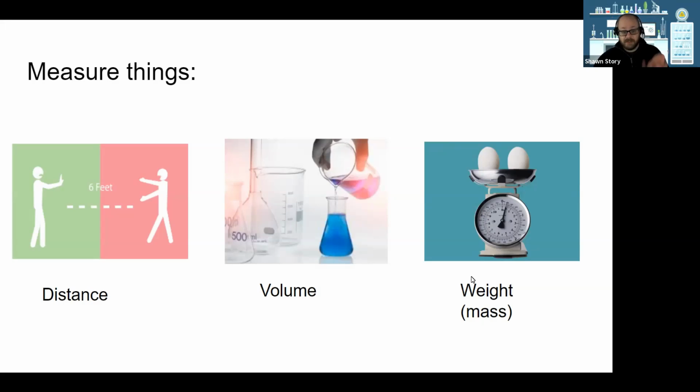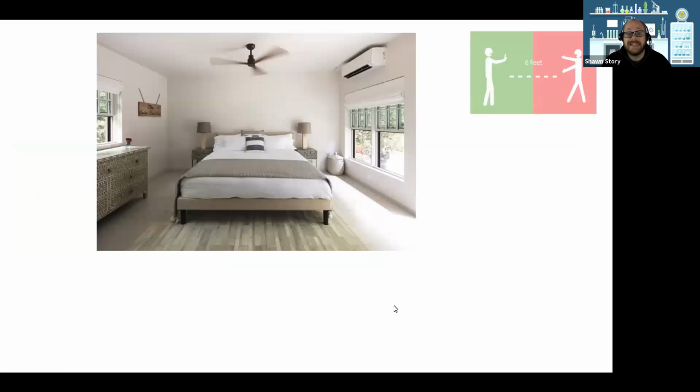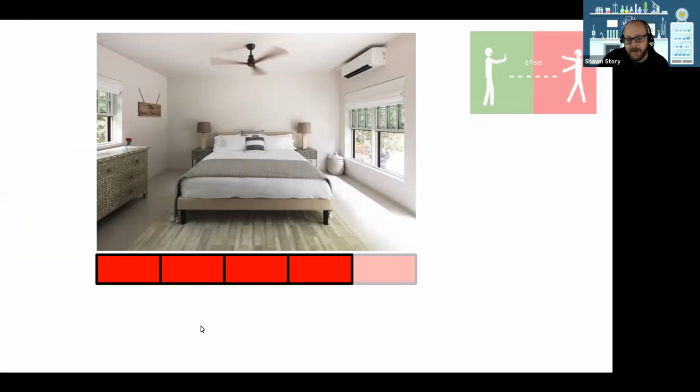So it's the other thing we can measure. How much does something weigh, or how much does someone weigh? We're going to look at these three things. Let's first focus on distance. So we can look at the distance of this room. Now, when we measure distance, we have to come up with a unit of measurement. So we come up with a standard saying, all right, this is what we use to measure things, and we're going to measure how many of them fit in this space. So how many of these red boxes fit into this space?